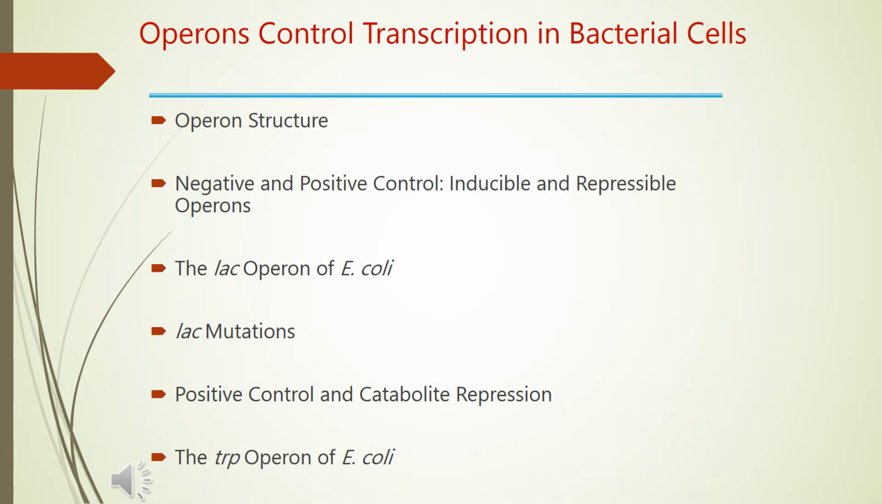So now we are going to discuss gene regulation in prokaryotes. That means the operon system that controls transcription in bacteria. We will discuss the operon structure, negative and positive control, inducible and repressible operons. We are going to discuss the details of the lac operon in E. coli, lac mutations, positive and catabolite repression, and the last one is the trp operon. So these are the topics which we are going to discuss in detail under transcriptional control in bacteria or in prokaryotes.